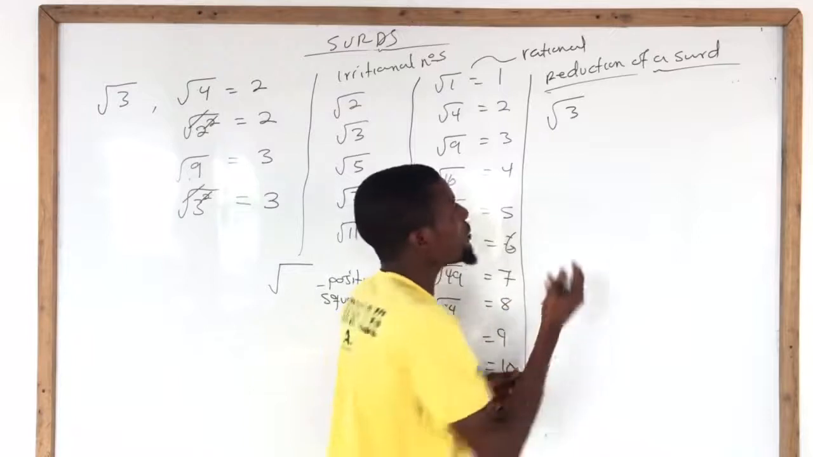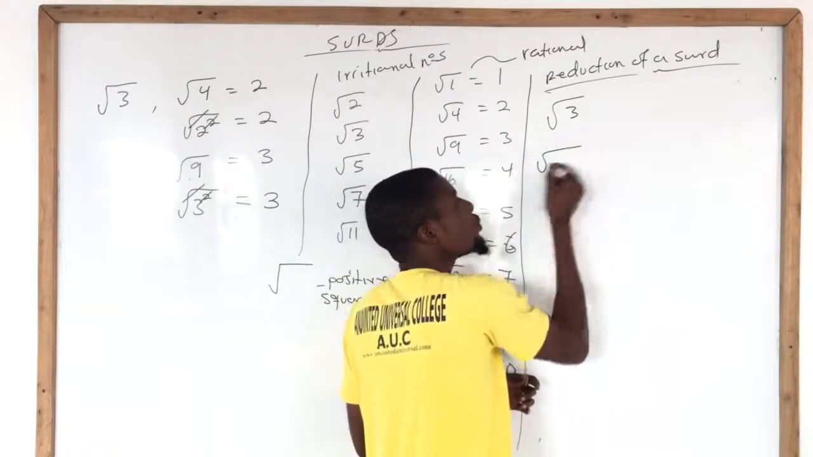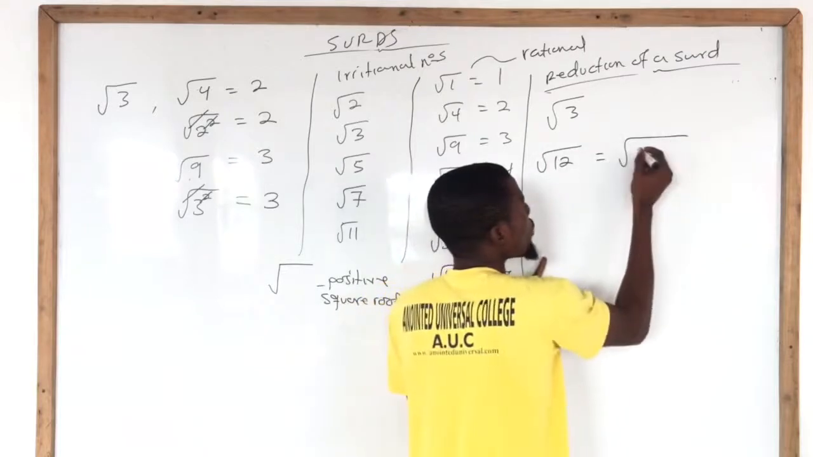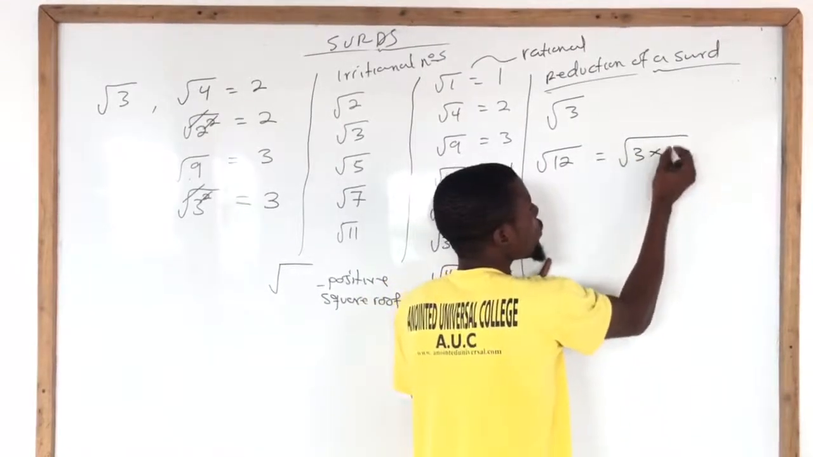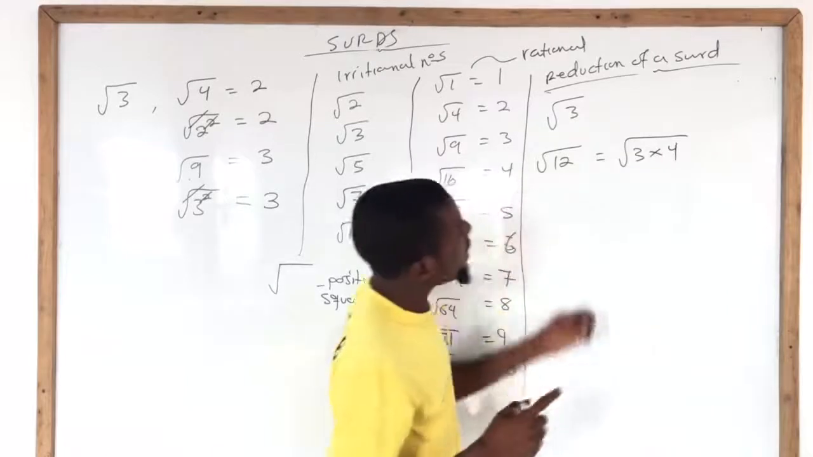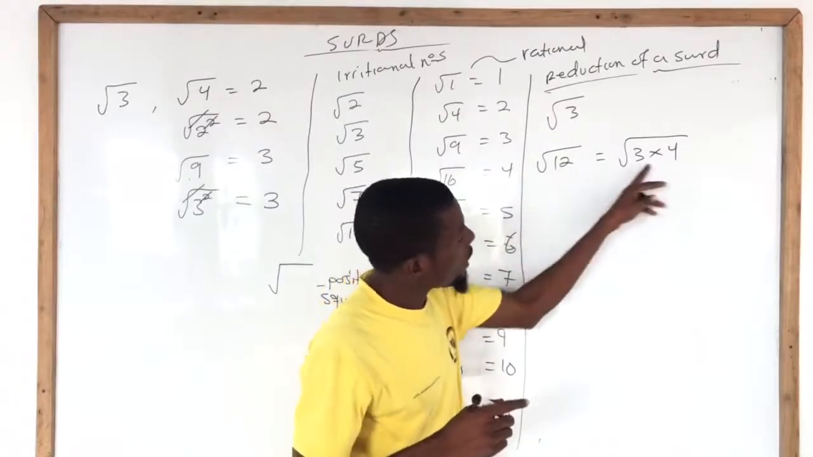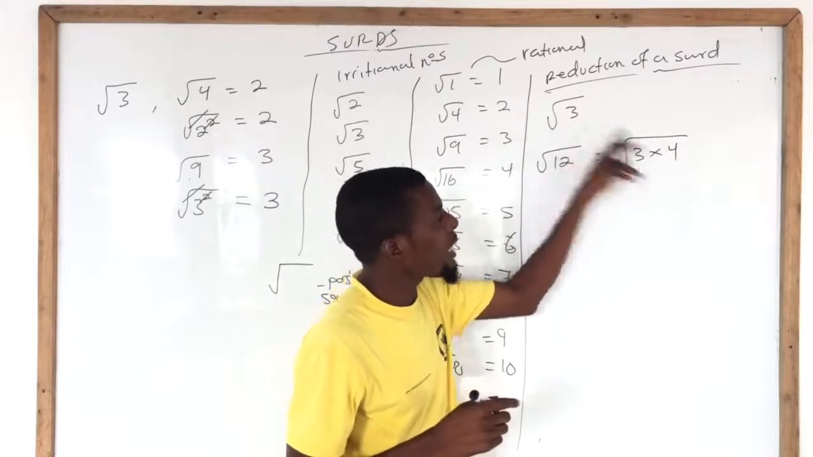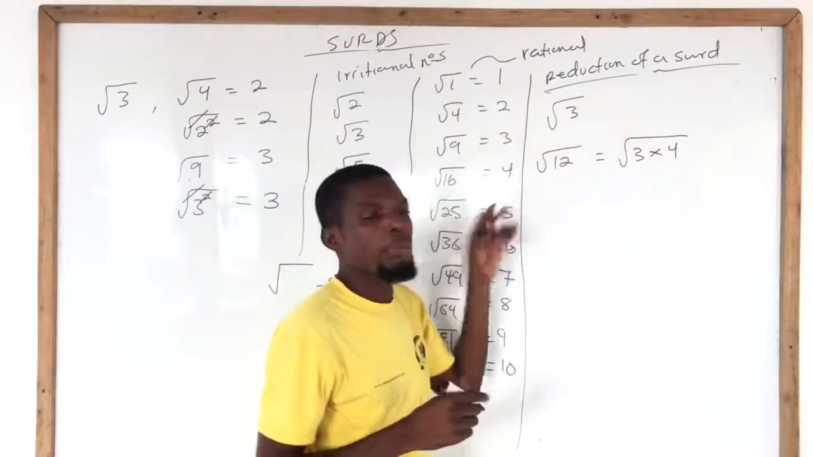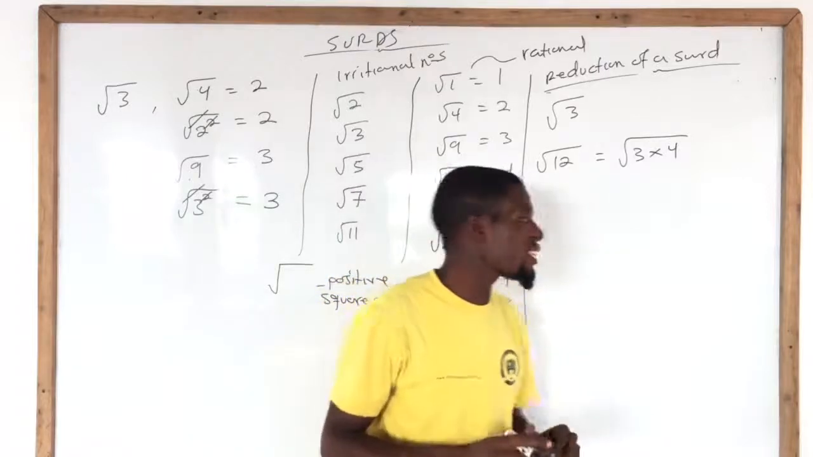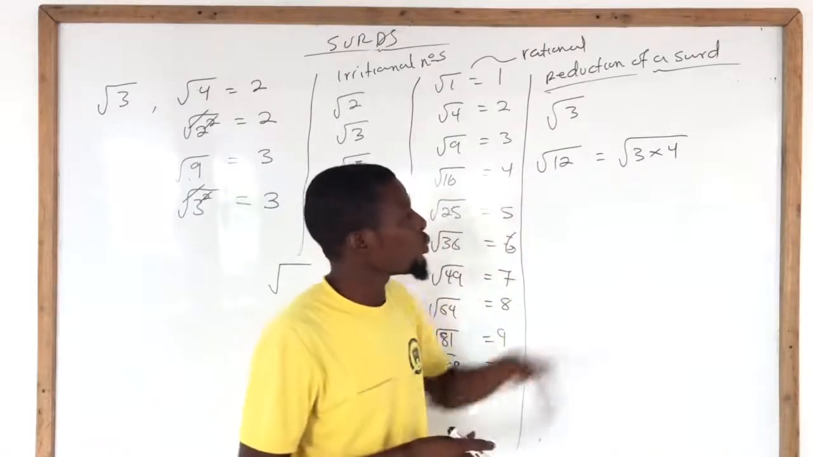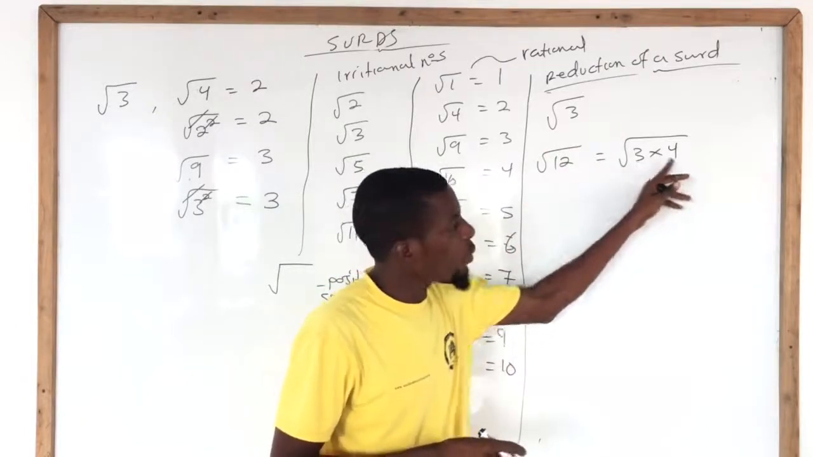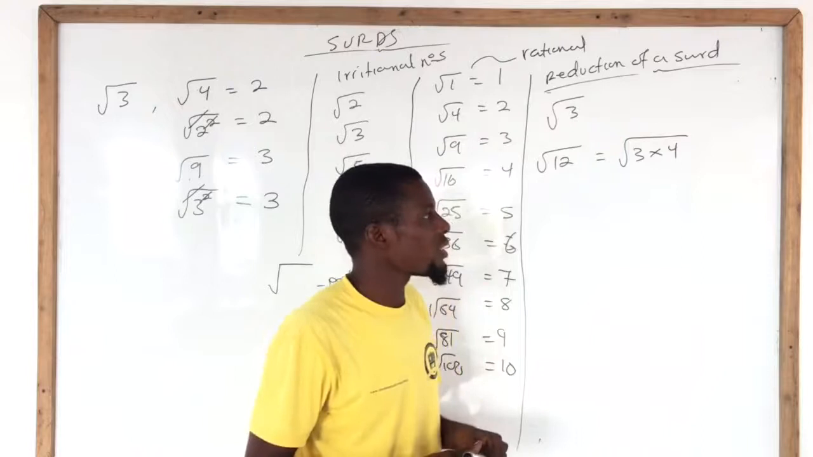You cannot reduce it. But if I give you something like root of 12, you see root of 12 is the same as root of 3 times 4, which is going to give me 12. Look at what I did. I split this one into two such that one became an irrational number, and one became what? A rational number. That is what we do. When you are reducing a set, that is basically what you do. You split it into two such that one becomes a rational, one becomes an irrational set, right?